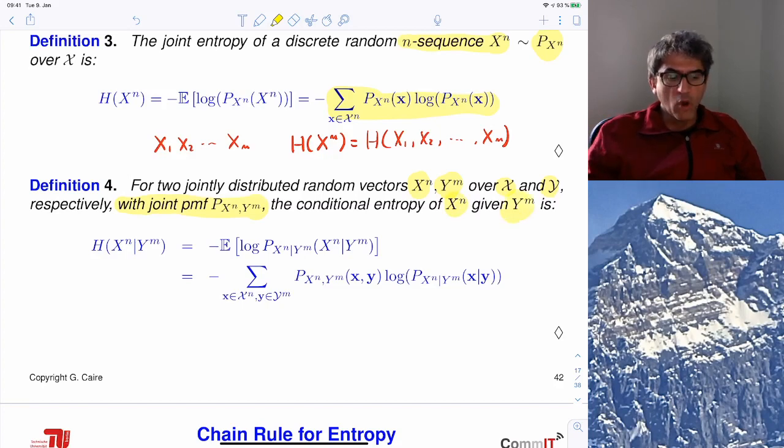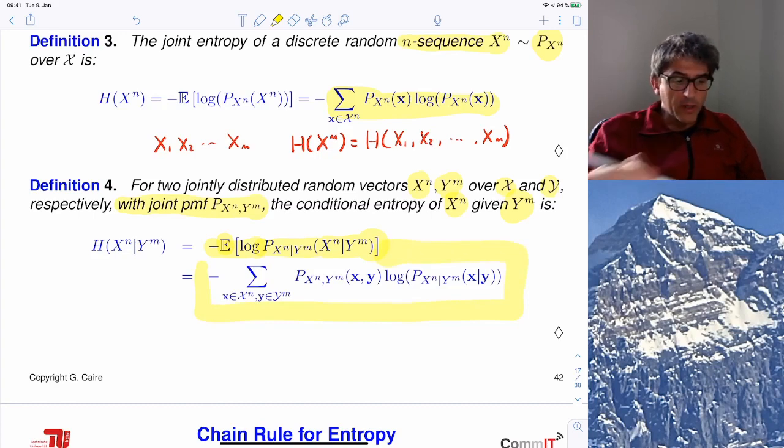We have seen the concept of conditional probability and conditional probability mass function. Now we introduce the concept of conditional entropy. How is this defined? Well, it's simply defined as the expectation of minus logarithm of the conditional probability mass function, minus log of p of X^n given Y^m, calculated in the random argument.